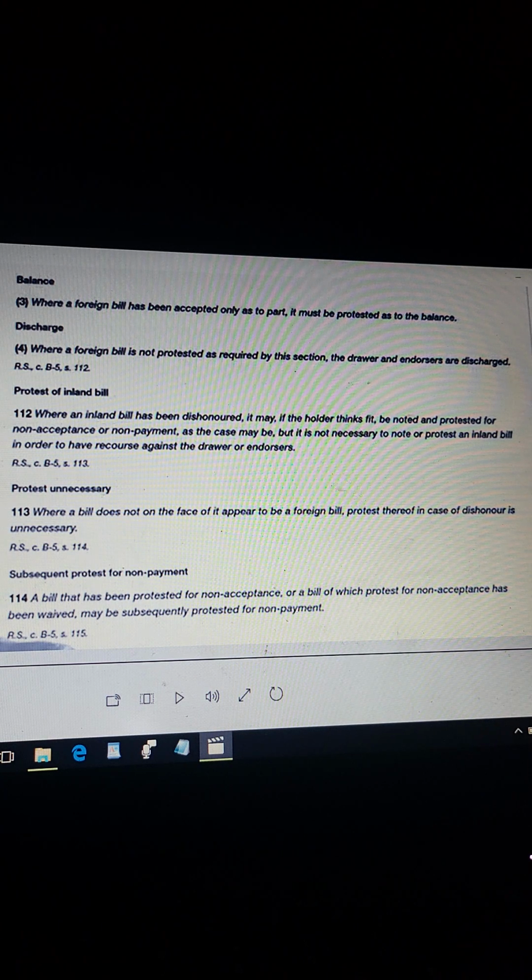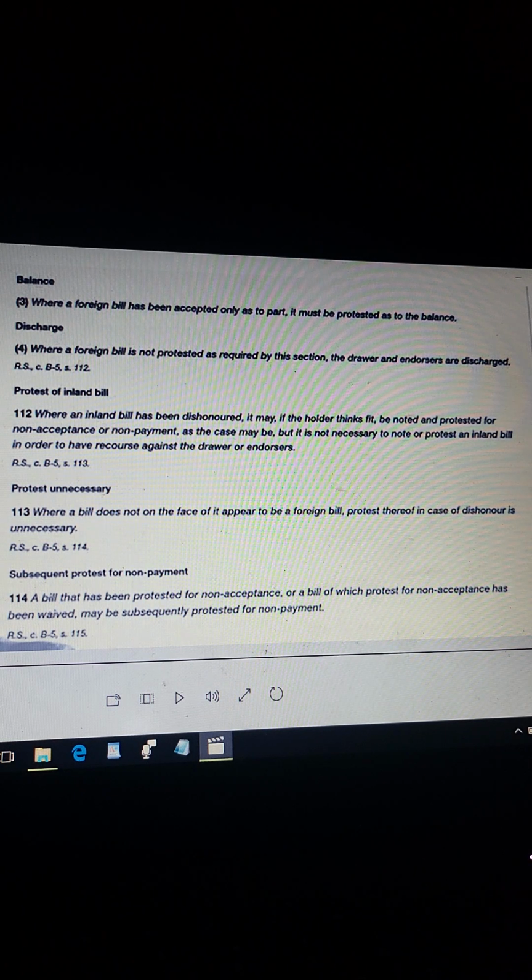Protests are necessary where a bill does not, on the face of it, appear to be a foreign bill. Protest thereof in case of dishonor is unnecessary.